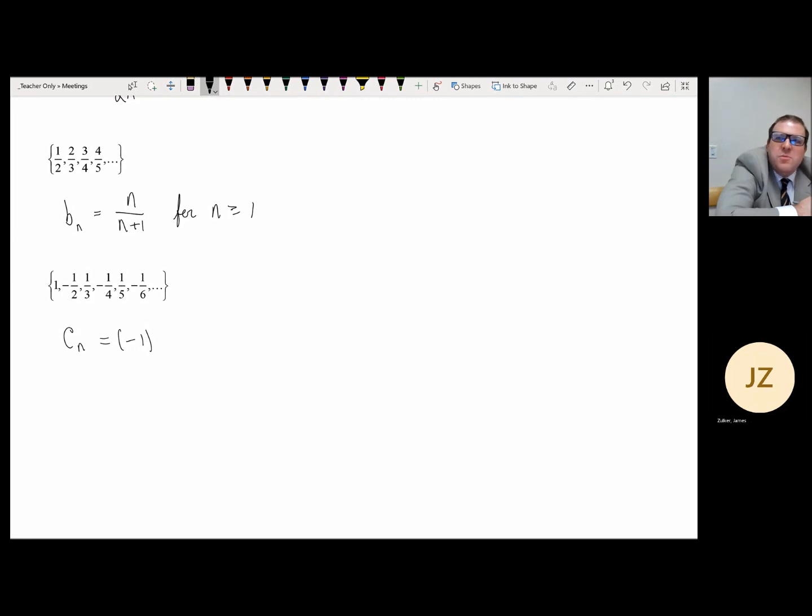Well, -1 to an odd power would be negative, and -1 to an even power would be positive. Since we want odd terms to be positive, we're going to want our exponent for odd terms to be even. And then all of the even terms are going to want an odd exponent. n+1 or n-1, either one would work. That's going to be times something.